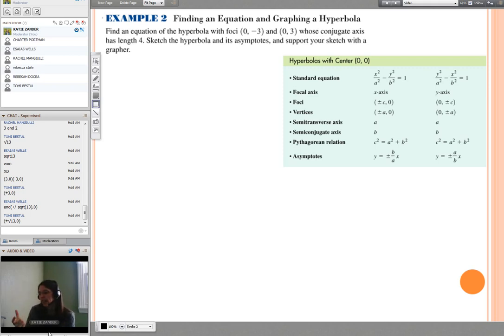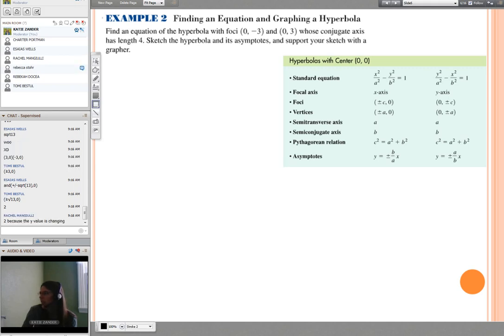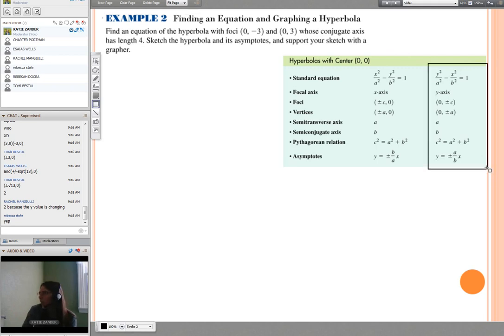Does that conjugate axis have a length of 4? Do the foci look like they'd be at 0, plus or minus 3? Before we begin, let's identify which column we're going to look at to write our equation. This time the second column, it looks like Tommy says. Does everybody agree? Column 2? Yep, because the y value is changing. Nice job, Rachel. When we look at the foci, it's the y value that changes, so in our chart we want that second column.